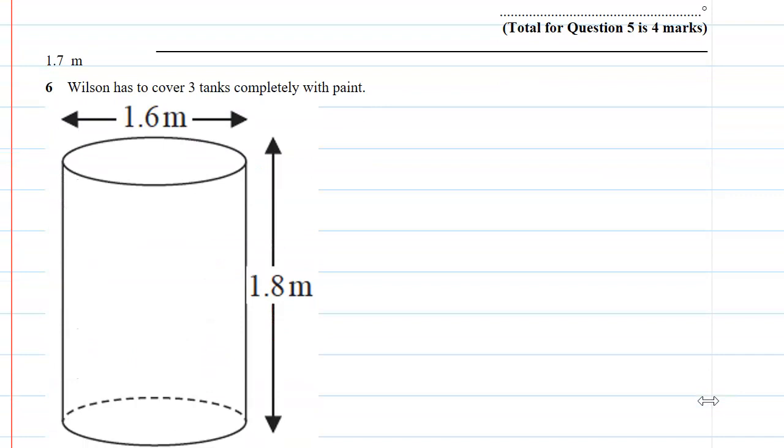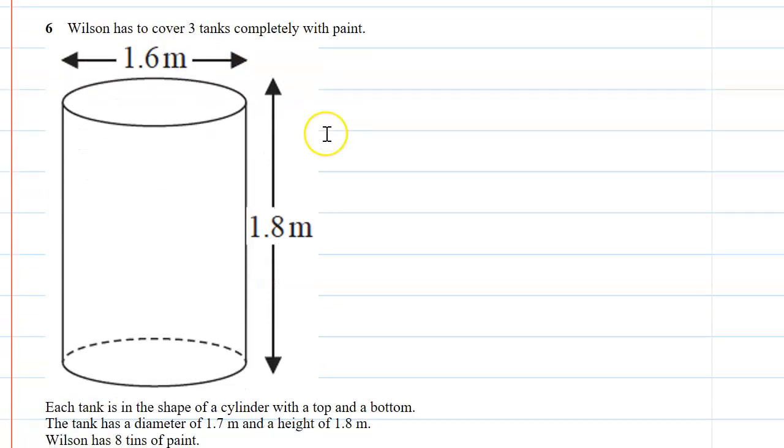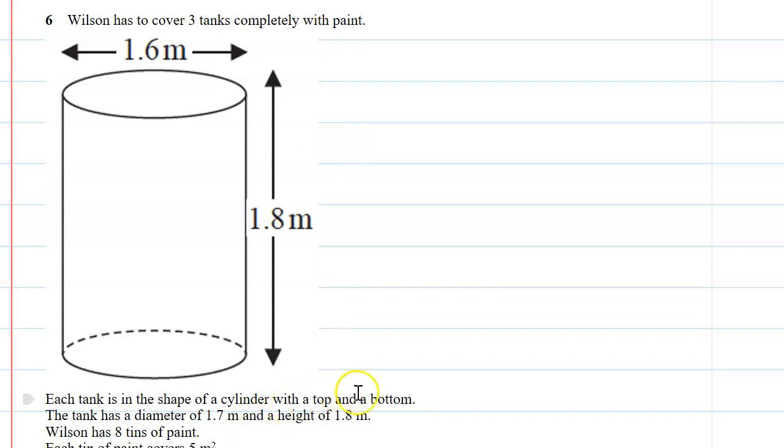Here Wilson has to cover 3 tanks, yeah, with the paint. So it is given 1.6 meter. I think this is some error here. Let me get rid of this. Okay, and diameter is 1.8. So what we should be, but here it is given diameter 1.7 meters. So this is an error. So let's write down here, this is 1.7 meter and 1.8 meter.